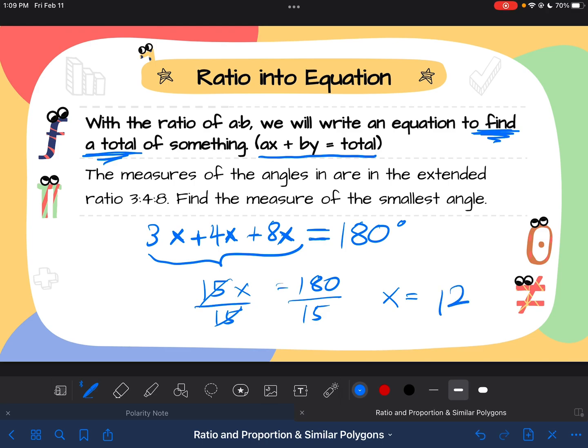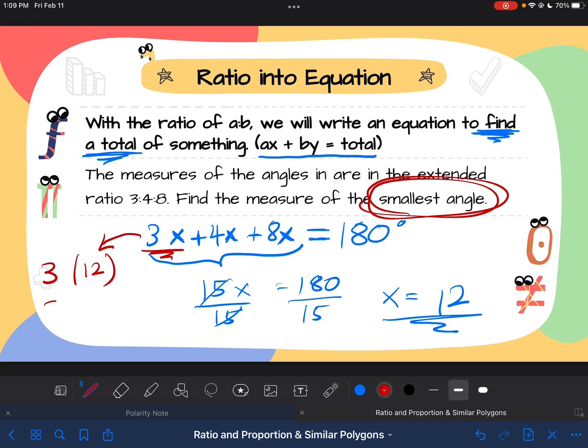So now that we know x is equal to 12, we're specifically looking for the smallest angle, which in this case is the one with the smaller ratio. So 3, if we bring it here, 3 times 12 will give you a total of 36 degrees. So this is what I meant by having a ratio in an equation.